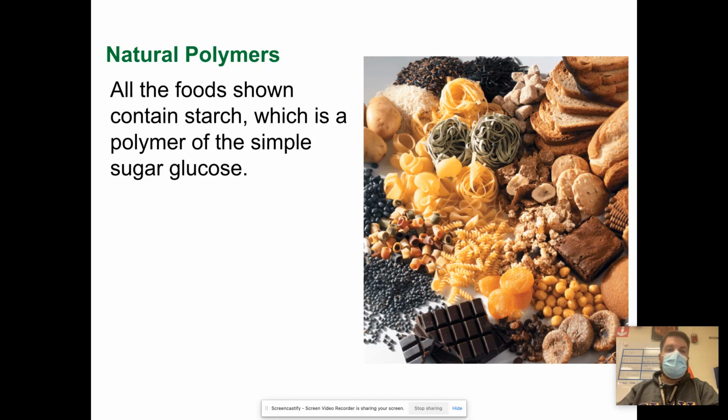All foods shown contain a starch. So everything here is a starch. So you know people that do the keto diet and they say, I'm watching my carbs. They're talking about carbohydrates, which are complex sugars.